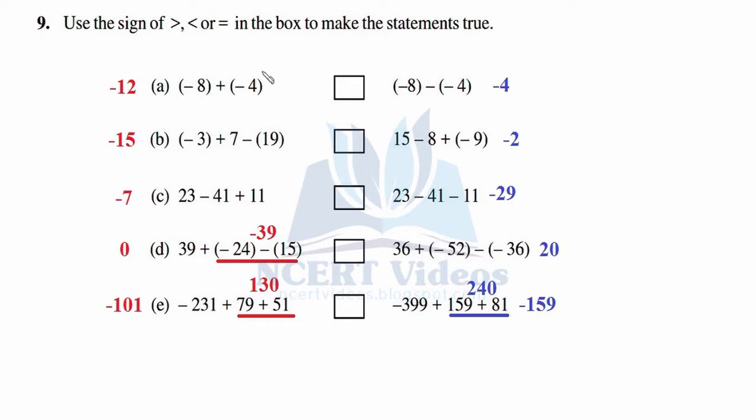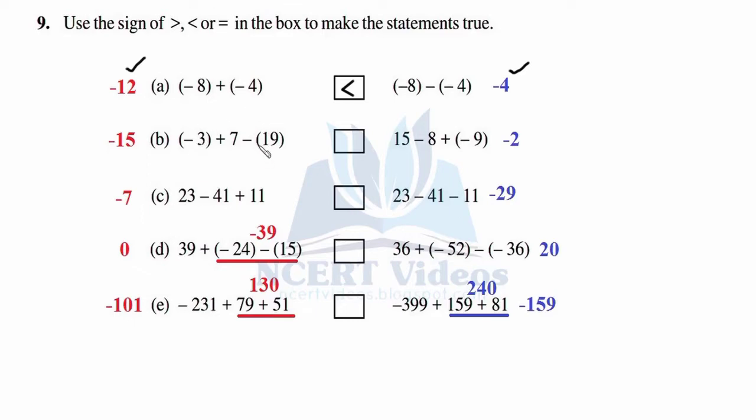So now question 9. Here we have to just substitute the signs of greater than, less than or equal to in the equation. Minus 8 plus minus 4, so it is equal to minus 8 minus 4, so it is minus 12. On the other side, minus 8 minus minus 4, so it is equal to minus 8 plus 4, so the answer will be minus 4. So now, out of minus 12 and minus 4, which one is greater? Easily you can say minus 12 is less than minus 4.